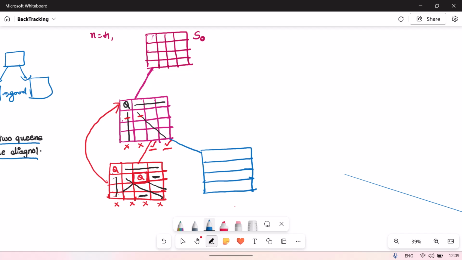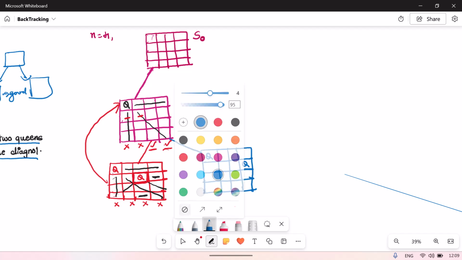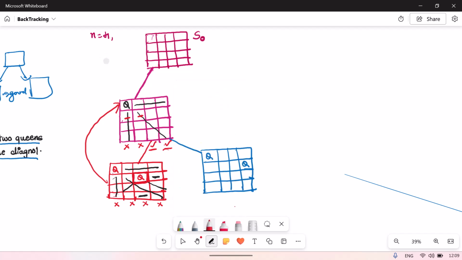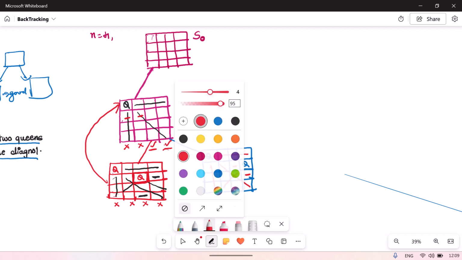So 4 boxes. First queen came here. Now let me place it over here. Let us eliminate some positions: the same row, same column, same diagonal. This one, same column, same row, same diagonal. Correct? Now, can you tell me where you can place your next queen?